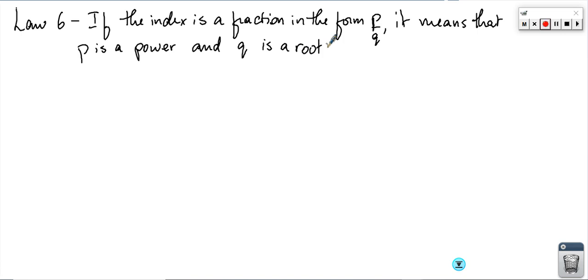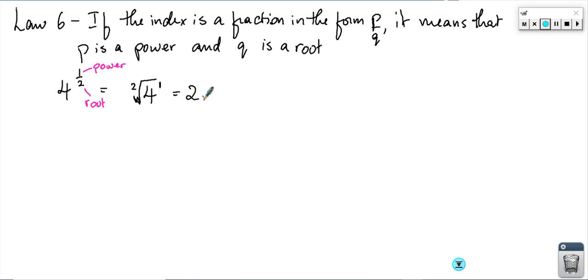Now let me explain by giving a few examples. If I have 4 to the power of 1/2, this means that I have a base of 4. In 1/2, 1 is the power and 2 is the root. So that is 4 to the power of 1 and square root: the square root of 4, which is 2. It was an easy example. Let's do some other examples.